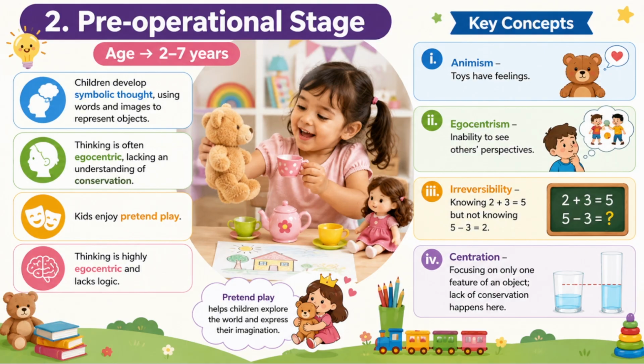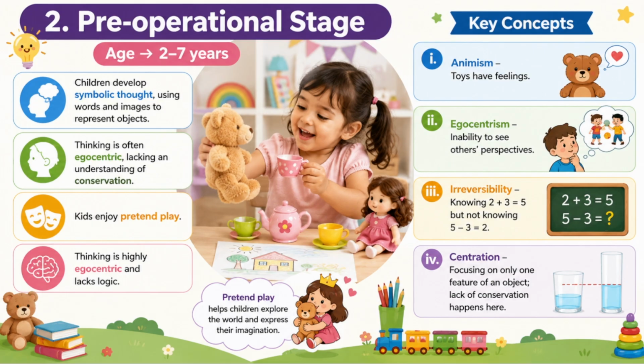The next is pre-operational stage from 2 to 7 years. In this stage, children develop symbolic thoughts using words and images to represent objects. Thinking is often egocentric, lacking an understanding of conservation. In this stage, kids enjoy pretend play. Thinking is highly egocentric and lacks logic.